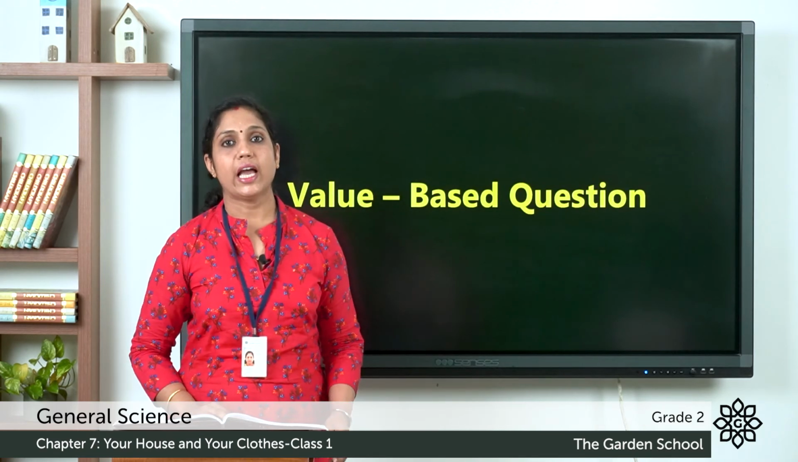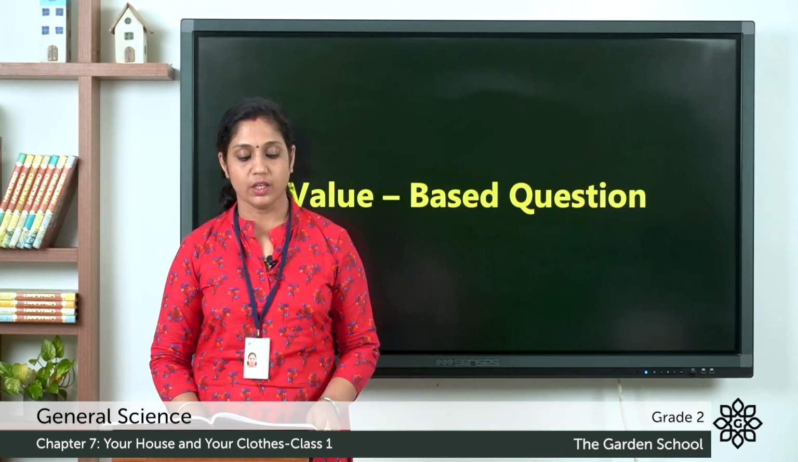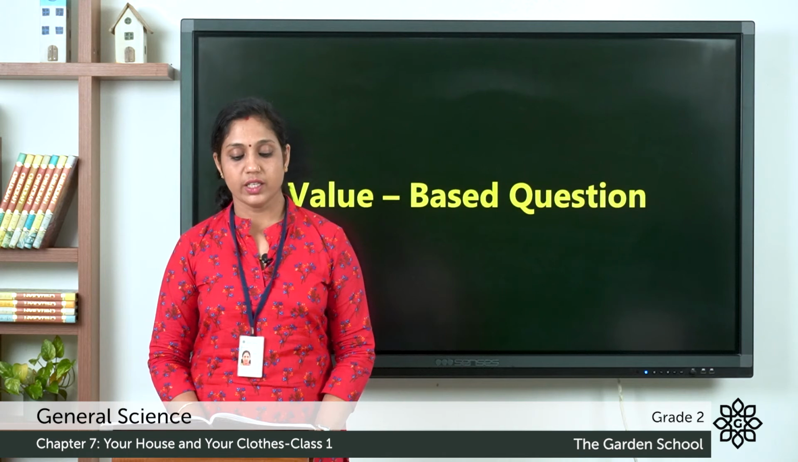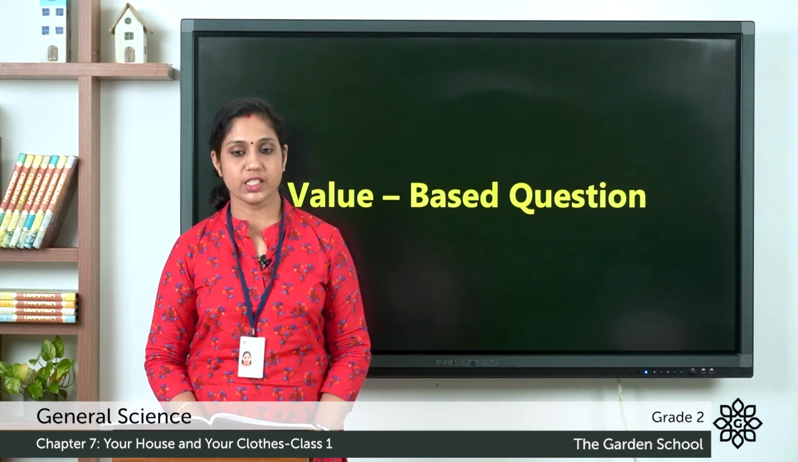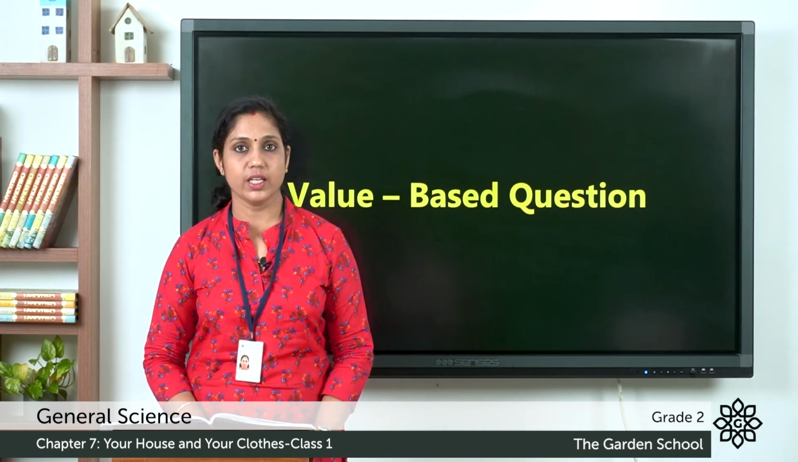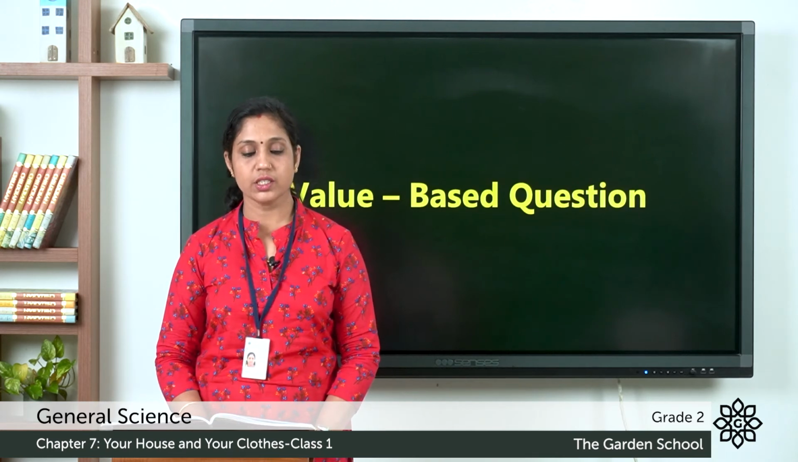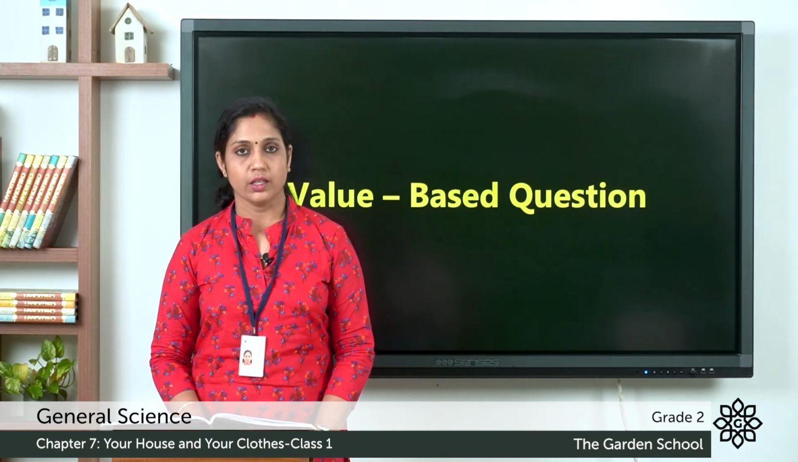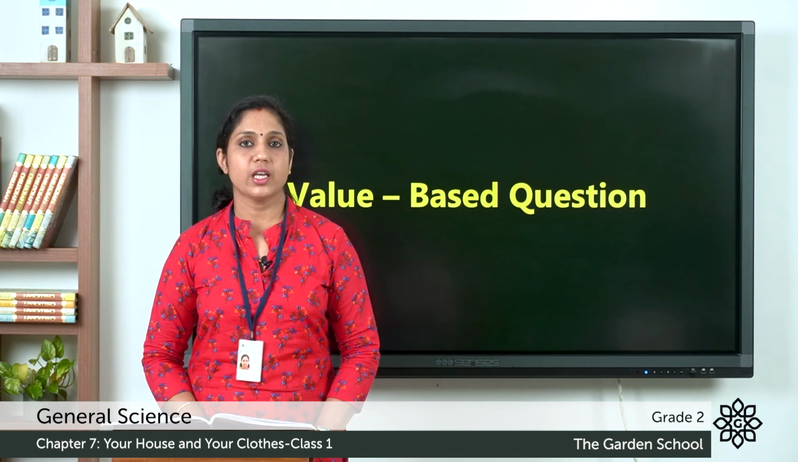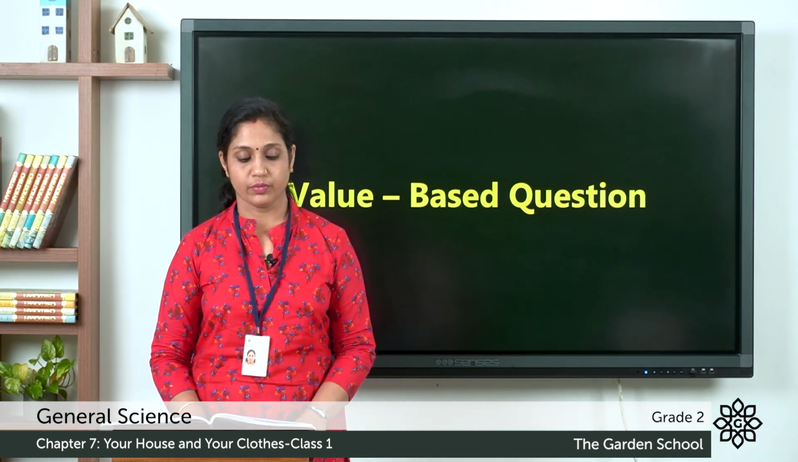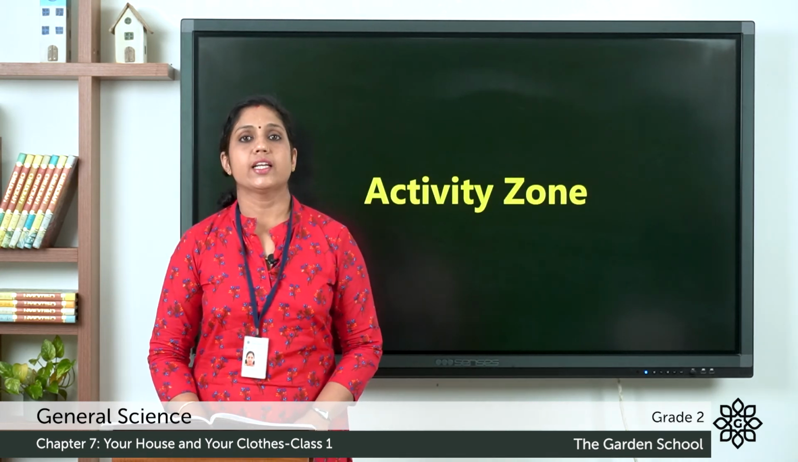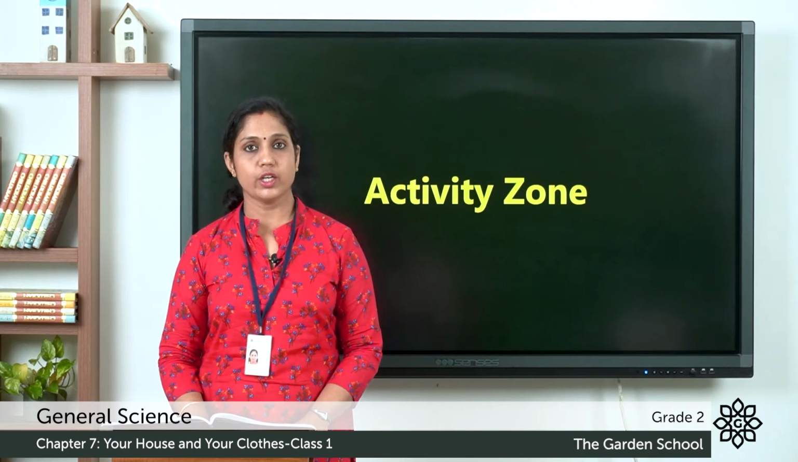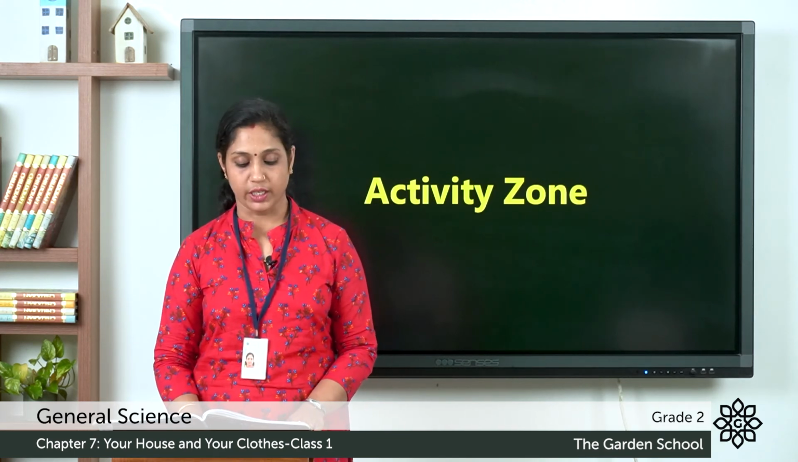Next, we have value-based question. We must keep our surroundings clean. Tick the actions that help keep the surroundings clean. You can see different pictures and you can tick the proper picture that makes us keep our surrounding clean. Join the dots and color the picture. You have a house there, you can join the dots and color the picture there.